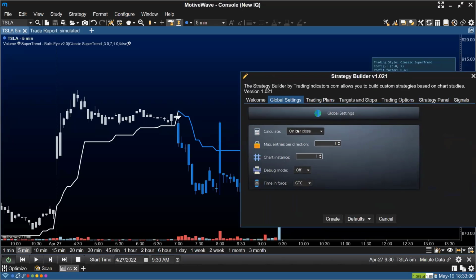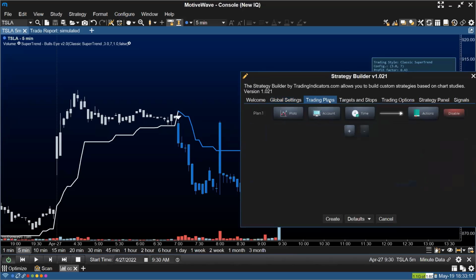So for one thing, we want to make sure our calculation method is set to on bar open. We want it to evaluate its logic on every bar open. On bar update should work as well, but this is simpler. And we want two trading plans, right? One for our short trades and one for our long trades.